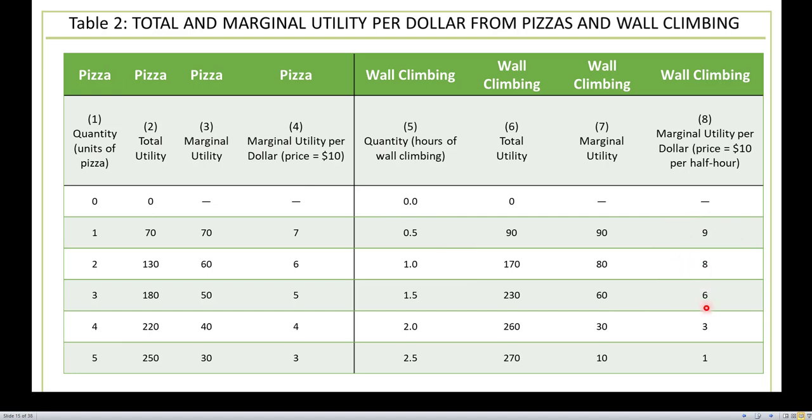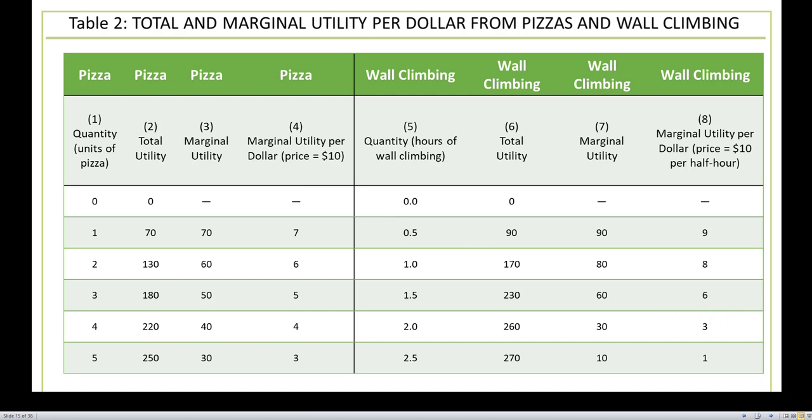Your third $10 is going to be for your first pizza or for your third unit of wall climbing. It's going to be for your first pizza because 7 is bigger than 6. The marginal utility per dollar you get for pizza, your bang for your buck, is now bigger. Your fourth $10 is going to go towards pizza or wall climbing. In this case, it doesn't matter because they are exactly equal to one another. So let's say that your fourth $10 is going to go towards pizza, and then your fifth $10 is going to be for the third unit of wall climbing.